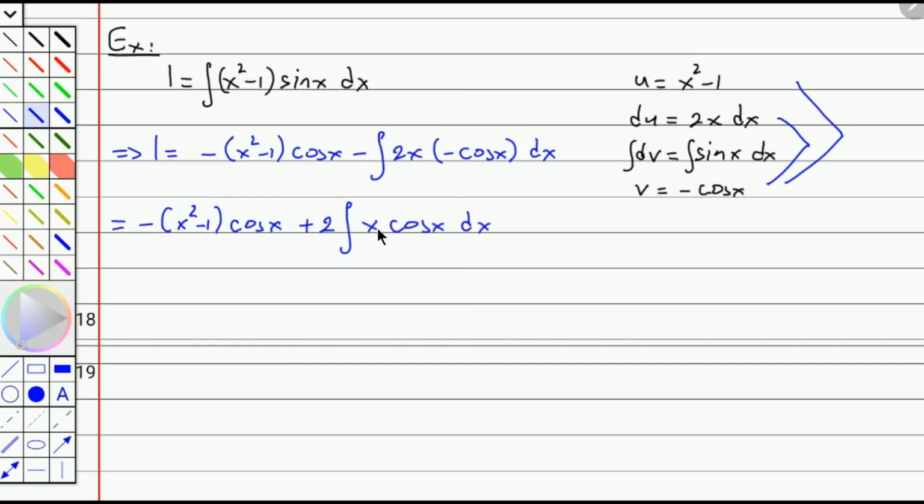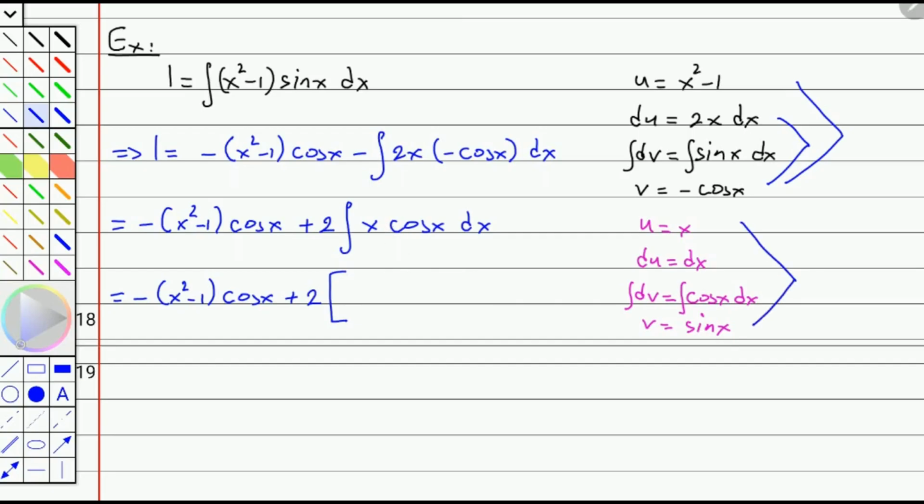So let's repeat the process. We still have a product of an algebraic and a trigonometric. Let's use a different color set. u is x, du equals dx, and dv is cosine x dx, which we integrate, and v equals sine x. So this is going to be equal to minus x squared minus 1 cosine x plus twice, and then we open brackets because this integral will become a sum.